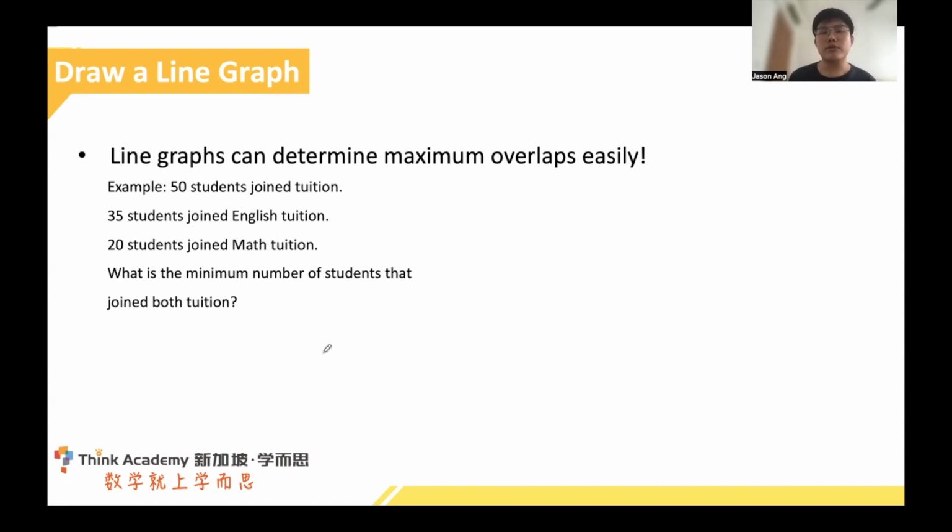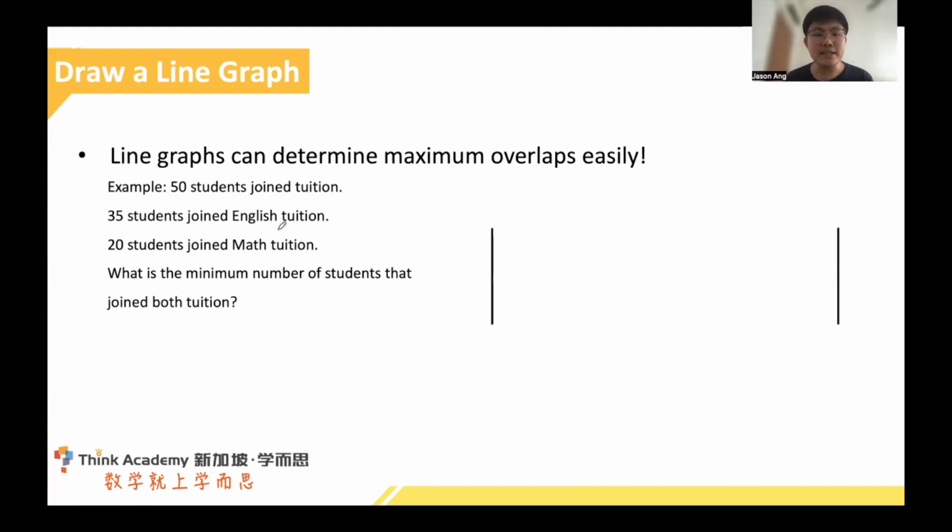So if we notice from the previous question, let's say the question didn't ask you for minimum, but for maximum, we find it very easy, where we can put all 20 students here that join math tuition, who must have joined English. But what if it's the minimum number? Basically trying to force some overlaps in between. Now, from the previous Venn diagram, we probably can find some ways. However, I want to show you this method here, which can make it a little easier for us to observe.